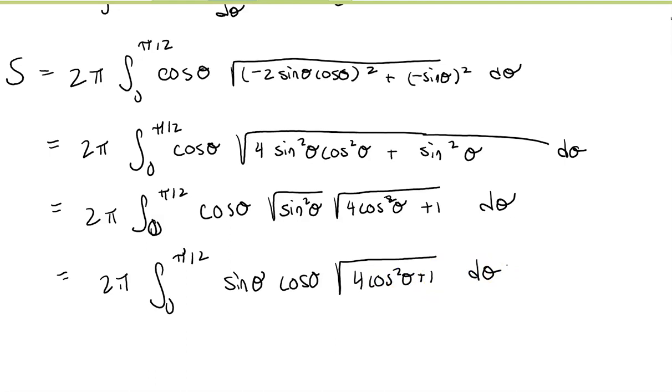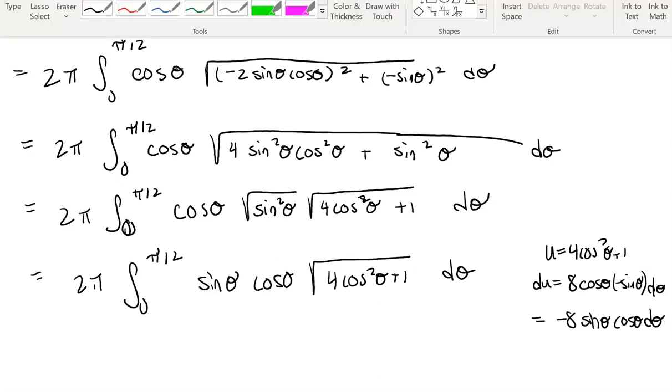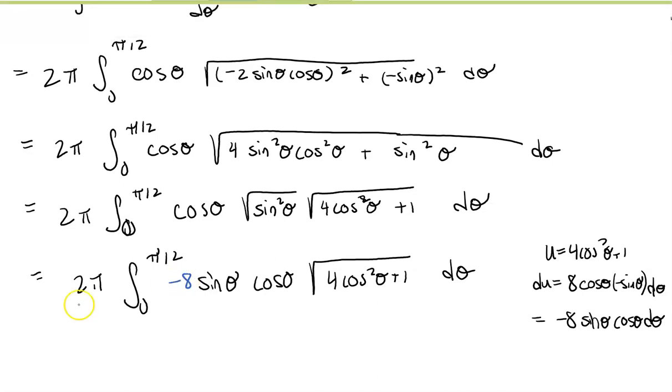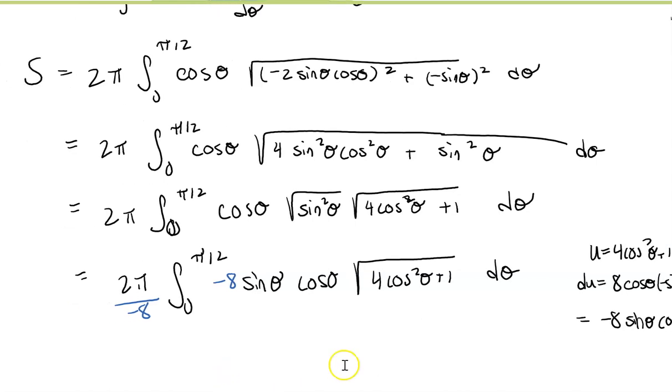Now, in the best case scenario, we could allow our u to be 4 cosine squared of theta plus 1, which would require du to be 8 cosine of theta times the derivative, which is negative sine of theta d theta, or negative 8 sine of theta cosine of theta d theta. And it just so happens that we have everything we need except for the constant negative 8, which I'm just going to plop right down there to cancel it out. Okay, so now we're rolling.